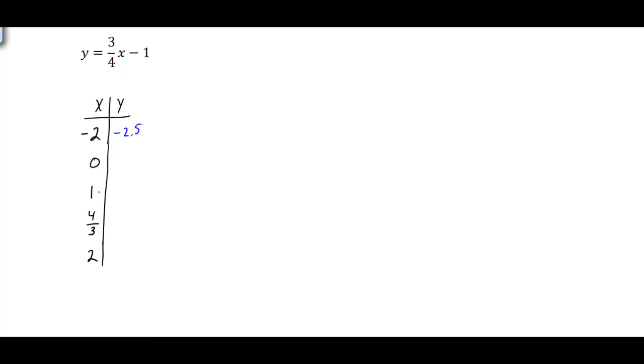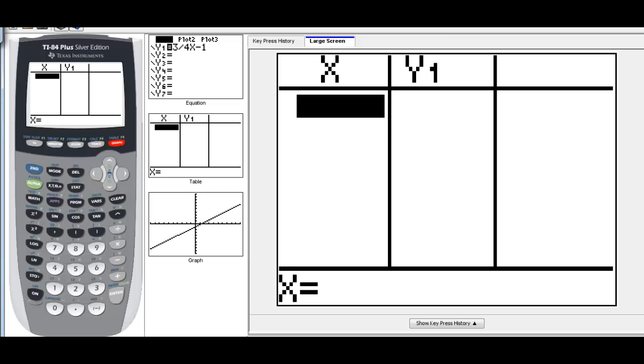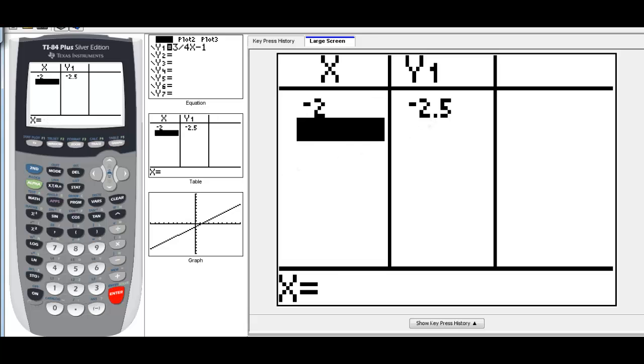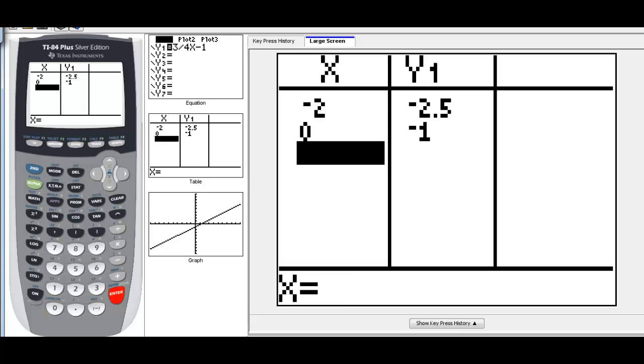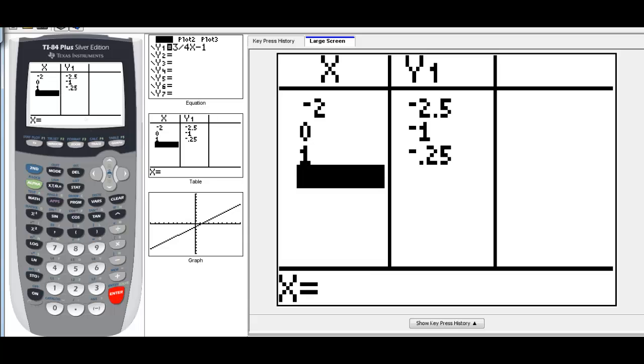And now I'm going to go back and enter the values from our table, the -2, 0, 1, 4/3, and 2. So if we type in -2, and make sure you use the negative at the bottom of the screen, do not use your minus key, so the -2, simply hit enter, and the calculator is going to give you the -2.5. And then if we continue along, we can hit 0, enter, -1, and then we could type in 1, enter, we get a -2.5, type in 4/3.